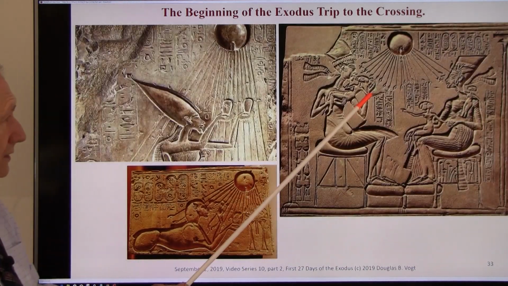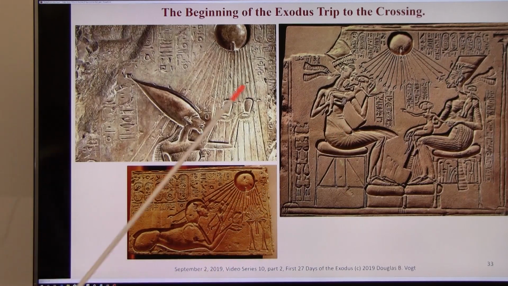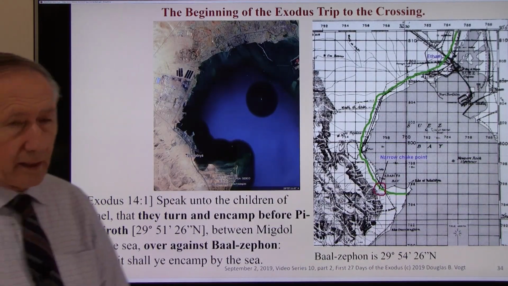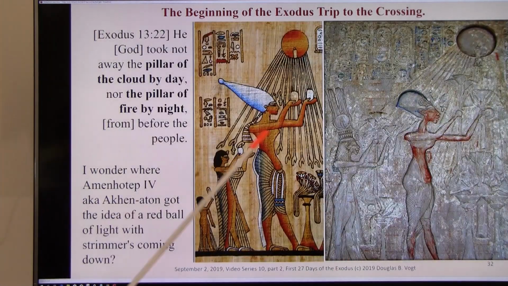Here's more pictures of it. There's no shortage of this kind of an image from Akhenaten in stone. I'll tell you why his god was Aton. Let me go back to his spelling of his name.